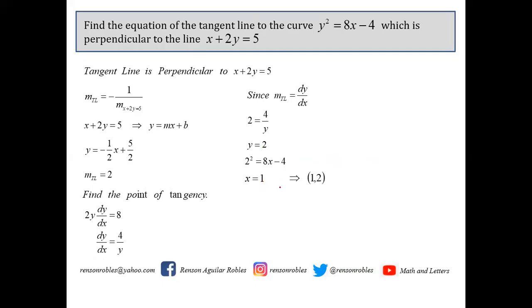Okay, and then to find the equation of the tangent line, that's y minus 2 equals 2, that's the slope of the tangent line, times x minus 1. So simplifying, we shall have y minus 2 equals 2x minus 2. So this is given by y minus 2 equals 2x minus 2, or that is equal to 2x minus y equals 0.